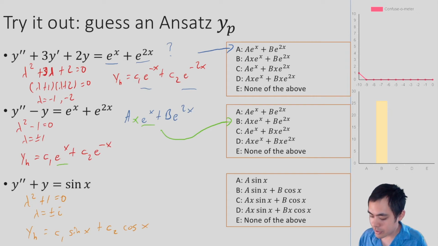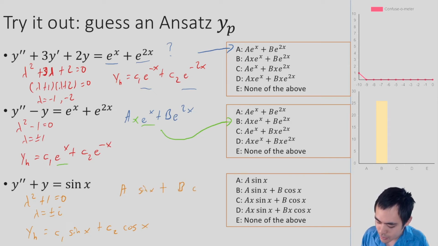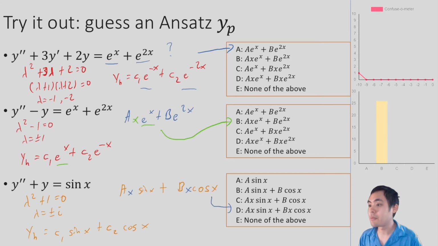And since we're running out of time, let me just put down the guess. The normal guess is a sine x plus b cosine x, because those are the derivatives of sine x. Unfortunately, those match, and so you need to add an x in front. And so since we've added x's in front, we end up with this answer D here.